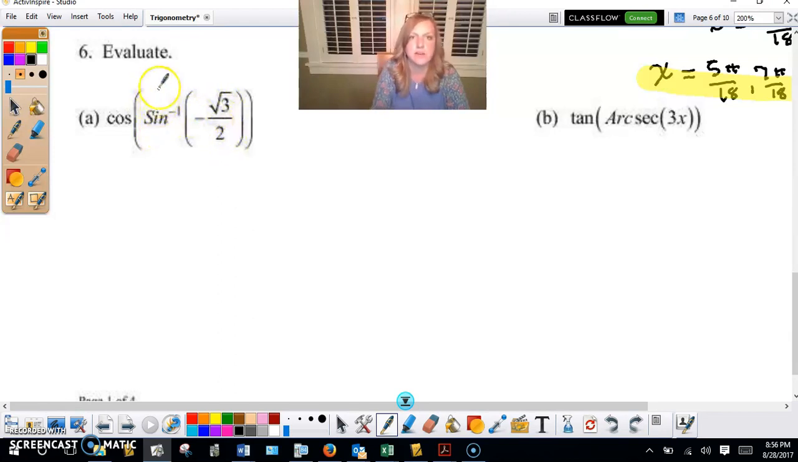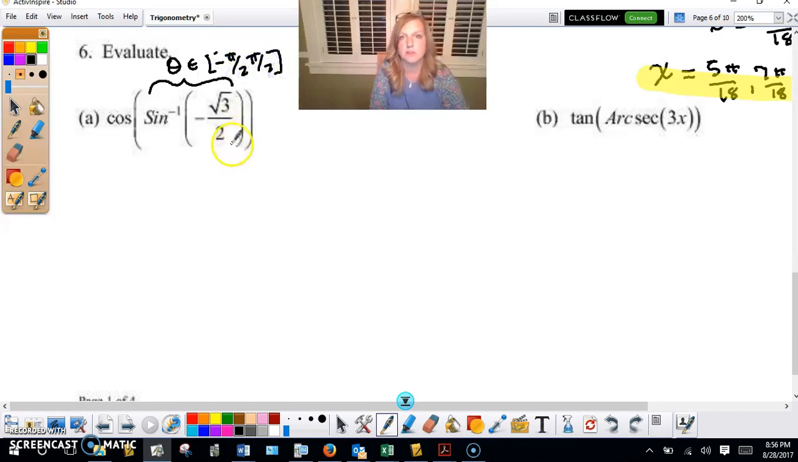Remember arc sine or inverse sine. This is the angle, and you do have to remember that the angle it returns has to be in the principal value range. For sine, that is negative pi over 2 to pi over 2. You do need to know them for all three trig functions. Cosine, the inverse cosine, is between 0 and pi. The inverse tangent is between negative pi over 2 and pi over 2. Those are the three main ones that you need to know.